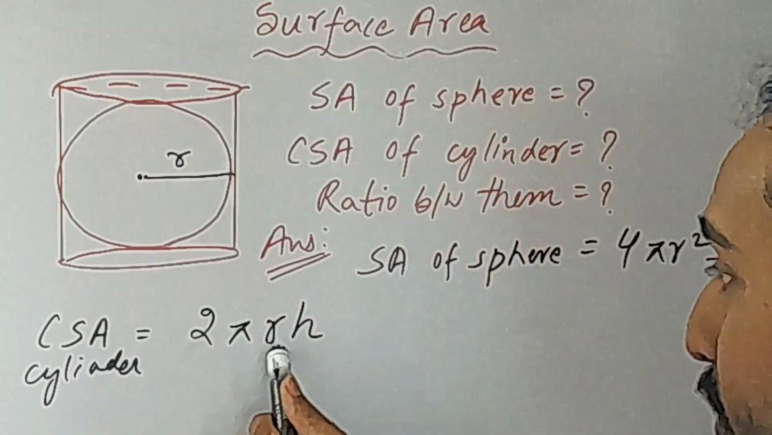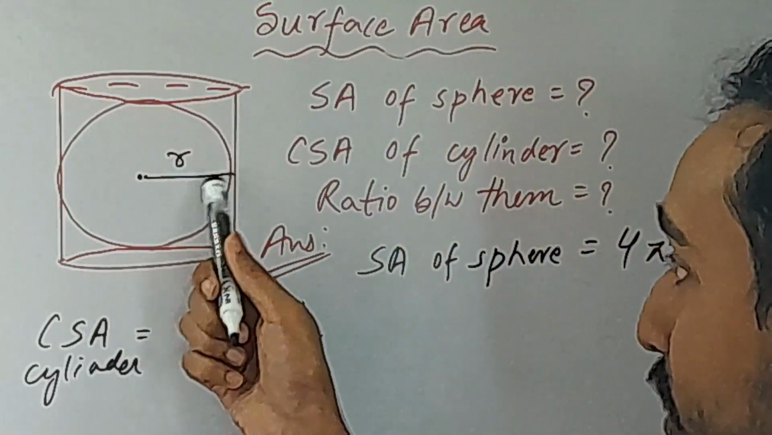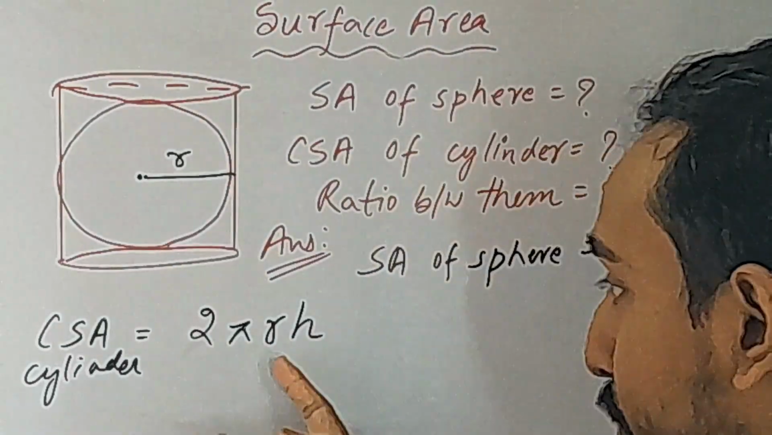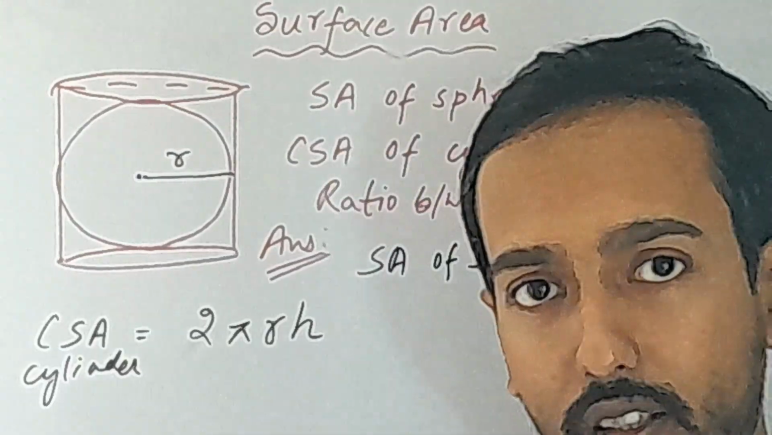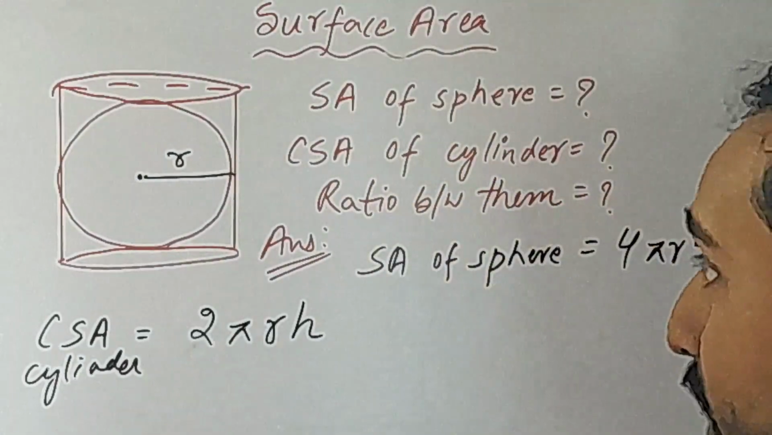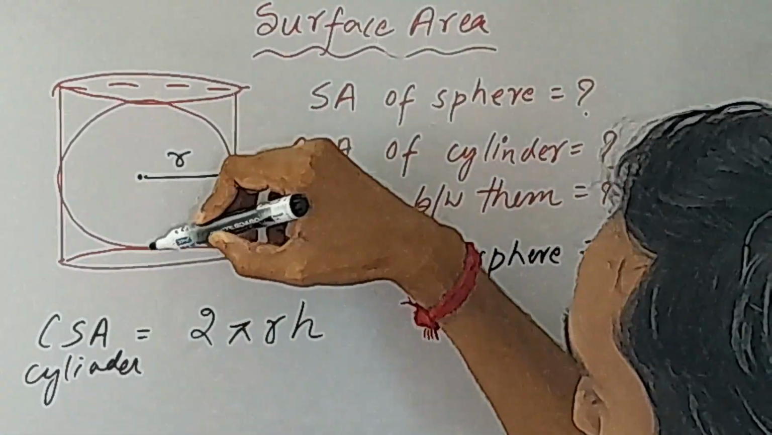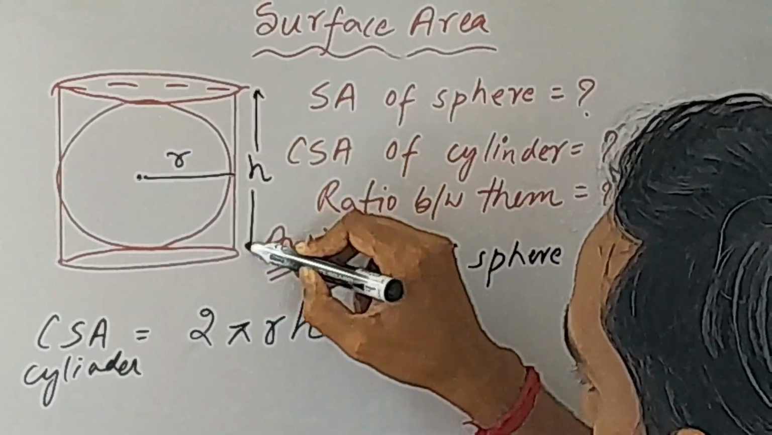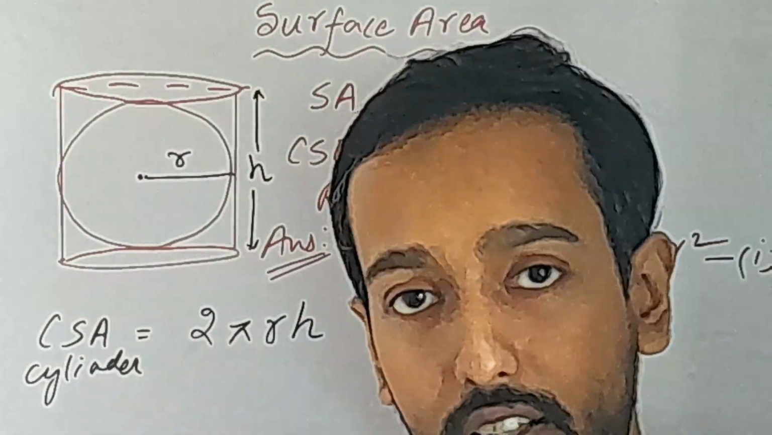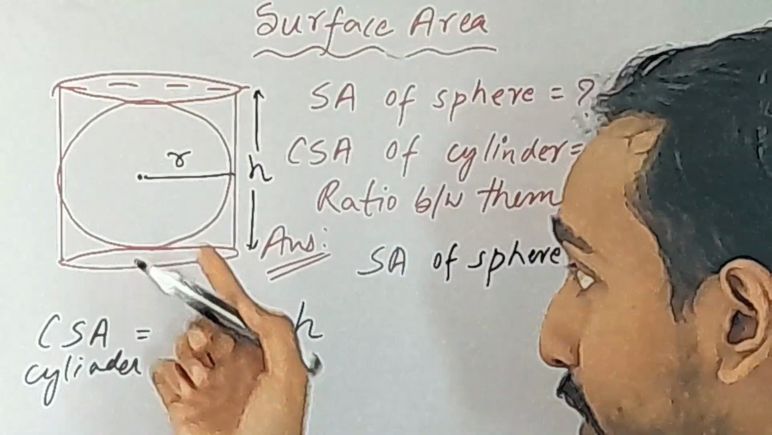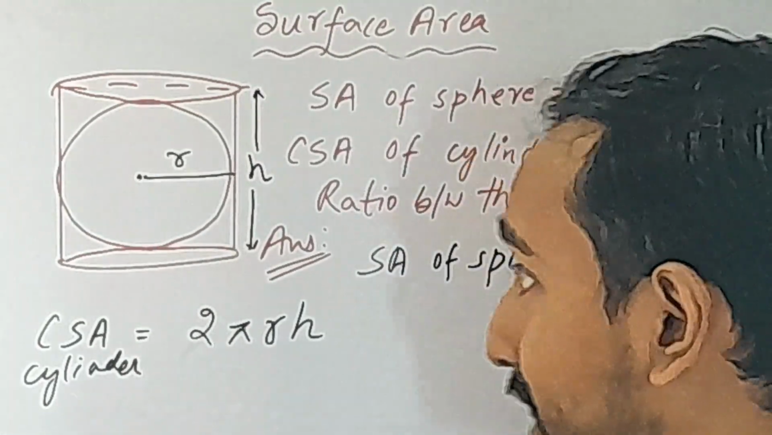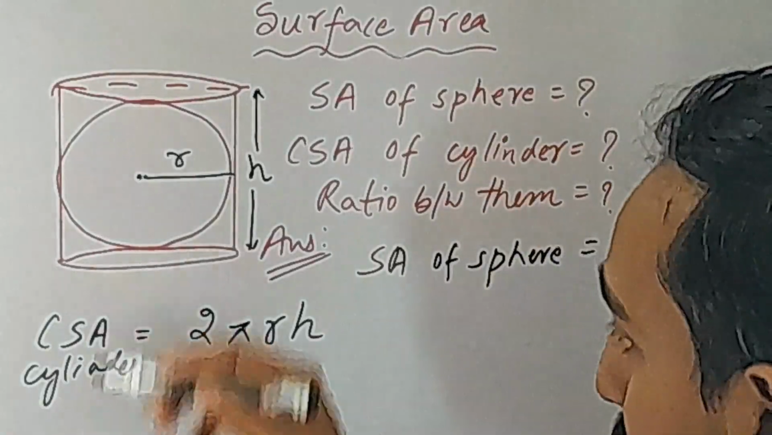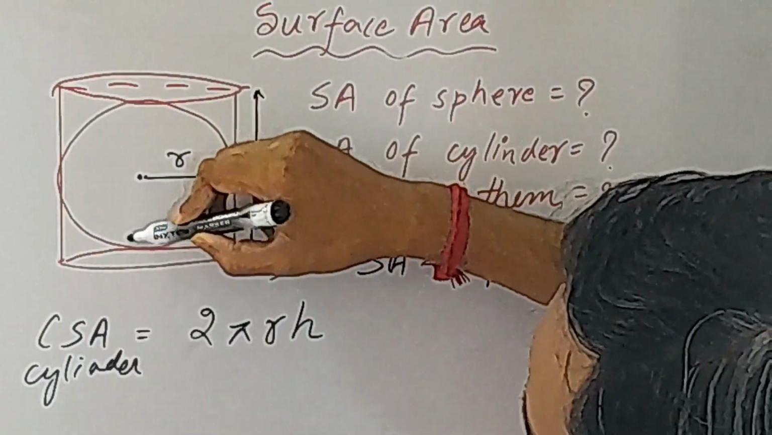Now let's see what the radius is. We see that the radius of the cylinder is the same as the radius of the sphere, so we will use that radius in solving this question. And what will be the height? We see that this is the height of the cylinder. If you observe this question carefully, the height of this cylinder is the same as the diameter of the sphere, because this is also the diameter of the sphere.